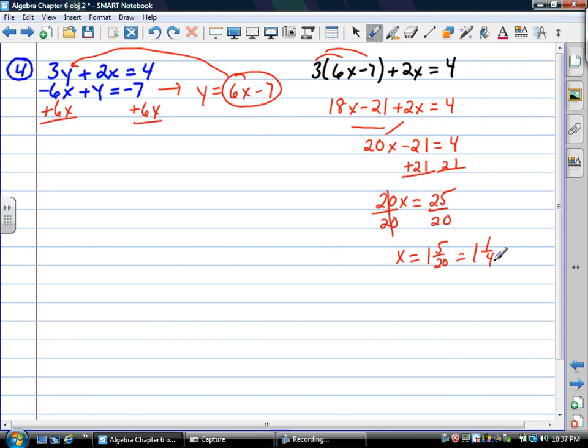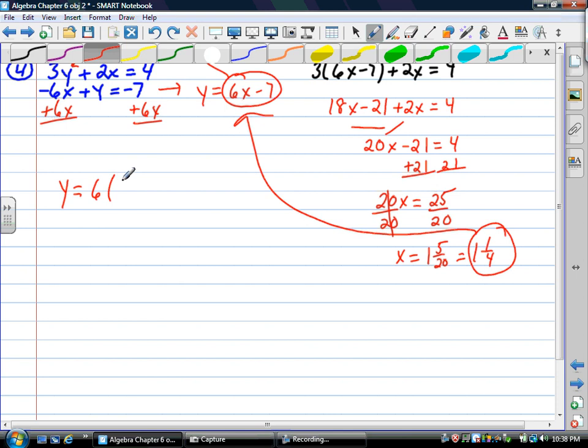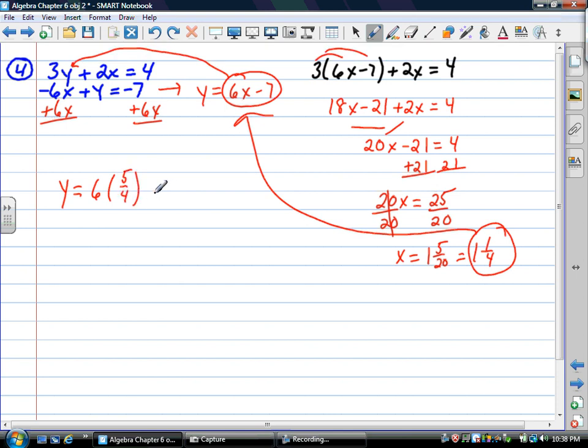Now, I want to find y. I have this y here. I'm going to replace that x with 1 and 1/4. Y is going to be equal to 6 times, I'm going to write it in fraction form just to make my life a little bit easier. 1 and 1/4 would be the same as 5 over 4. So 6 times 5 over 4 minus 7. Y is equal to 30 over 4 minus 7.